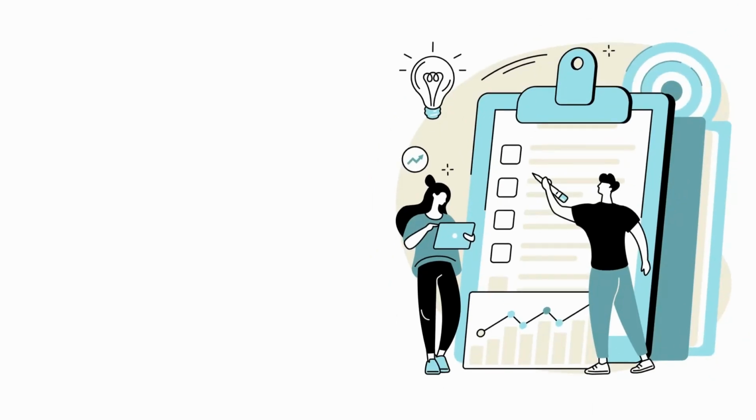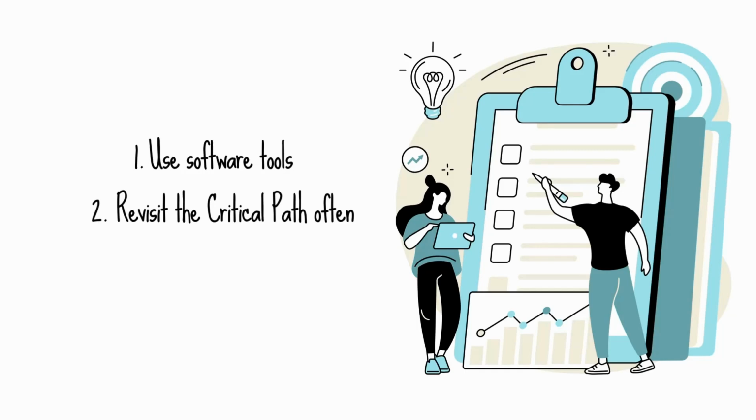Here are some tips for managing the critical path. First, use software project management tools like MS Project or Smartsheet, which can calculate the critical path for you. Next, review it regularly. The critical path can change as tasks are completed or delayed. Revisit it throughout the project. Last but definitely not least, communicate it clearly. Share the critical path with your team and stakeholders to align on priorities.